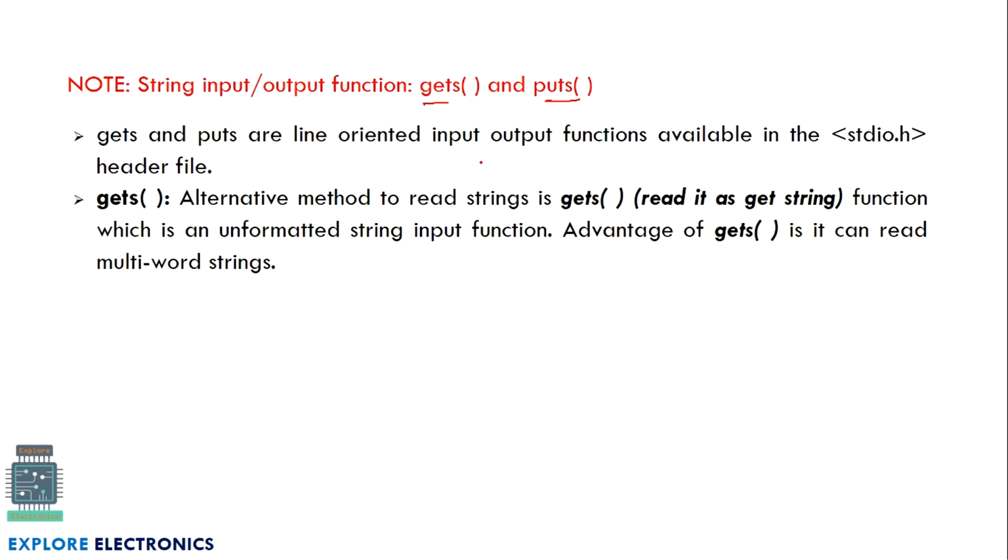These are line oriented input output functions which are available in our standard stdio.h. So what does this gets do? We need to read it as gets. So it can read the multi-word string. So for example, we have a character variable called name and size specified is 10, and using this gets function we are going to take the value into this variable.